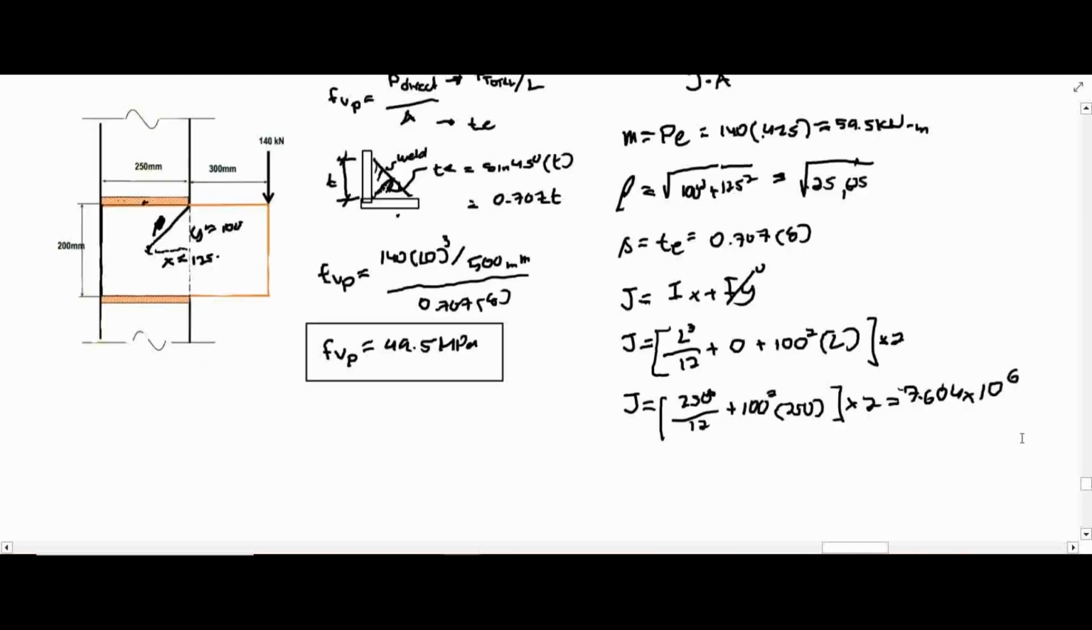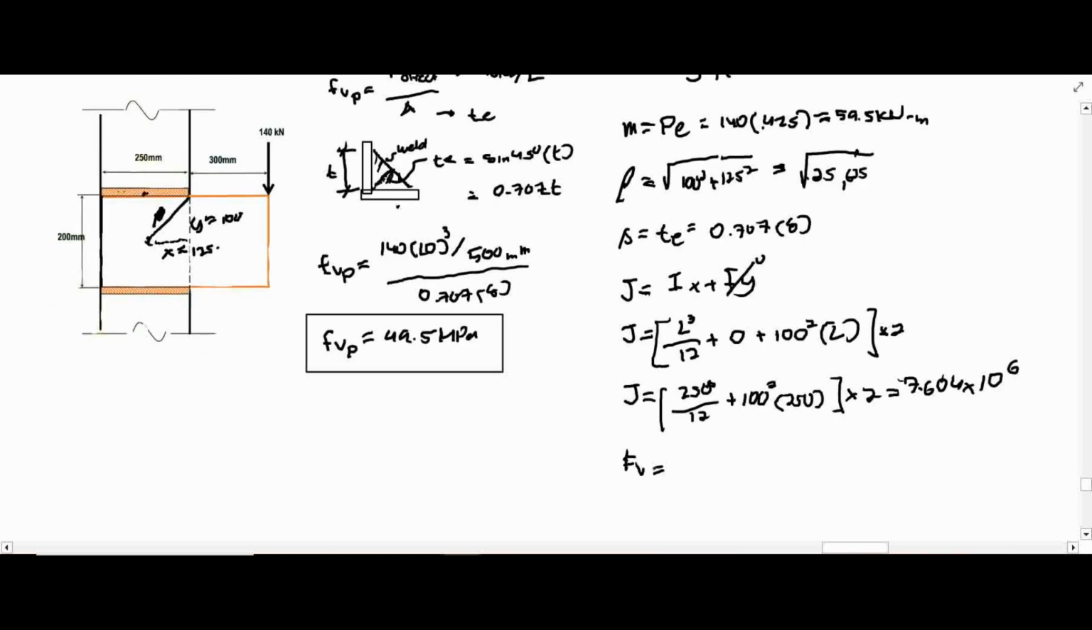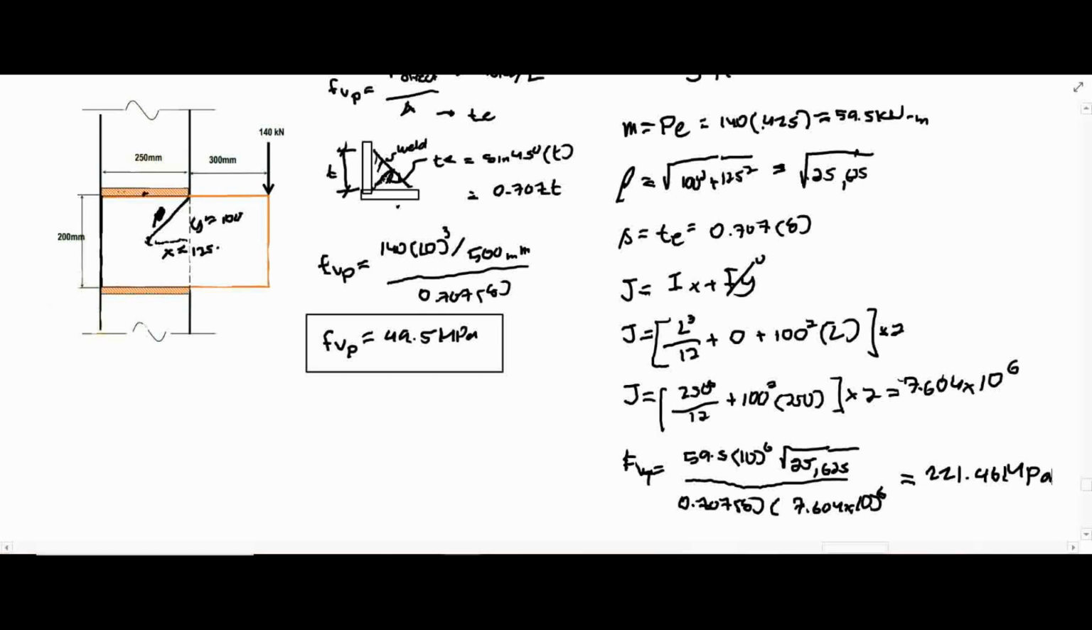Okay, so we can now substitute values. Our FV will be moment. Our moment is 59.5 times 10 to the 6, converted to Newton millimeter. Multiply by the rho, so that's the square root of 25,625, divided by the area, so that's 0.707 times 8. This is due to torsion, FVT, times the 7.604 times 10 to the 6th, which will yield 221.46 MPa. Oh, sorry, so this will be MPa. So this will be our answer for number 2.